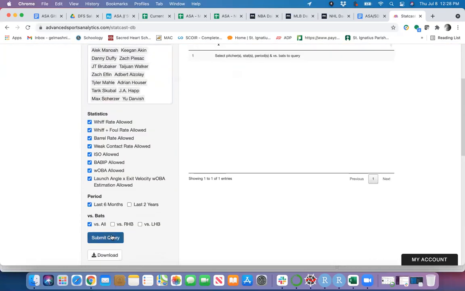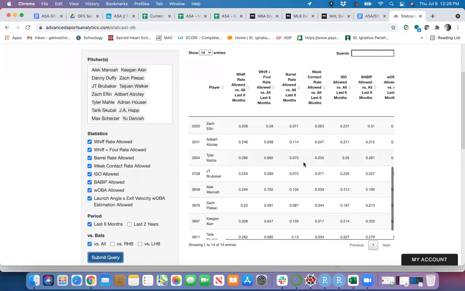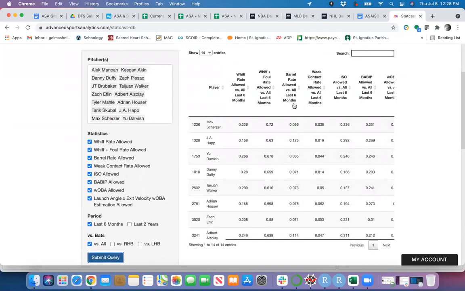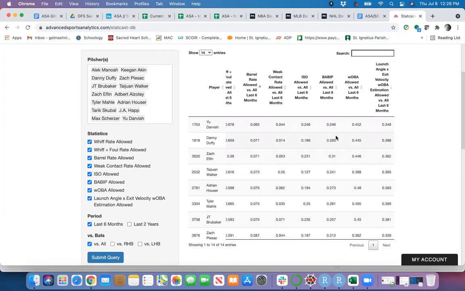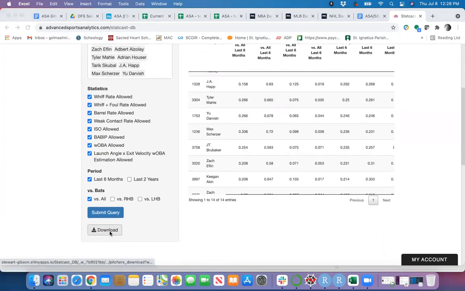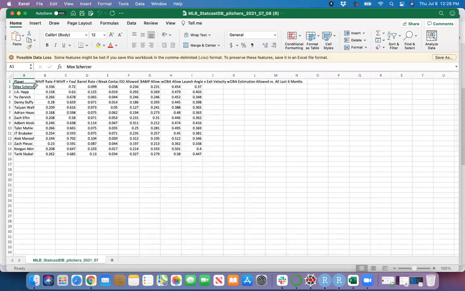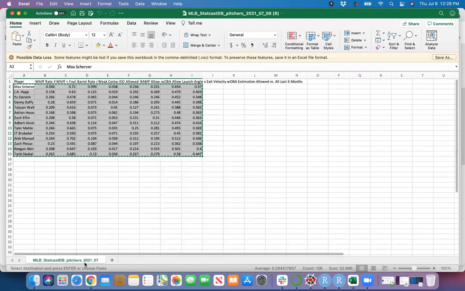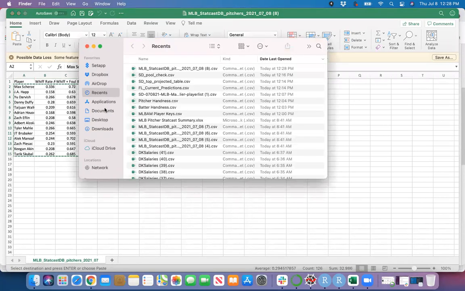Okay, so we'll hit submit, and you can see it shows us all the Statcast data here. You can sort, like for example, for barrel rate, I can see that Skubal has the worst barrel rate, whereas Darvish has the least, or the most favorable for a pitcher. You can also sort by ISO, so you can do all this stuff. What I'm going to do is download this data and do a quick copy and paste. I'm going to have my own spreadsheet that I have generated to do this analysis.